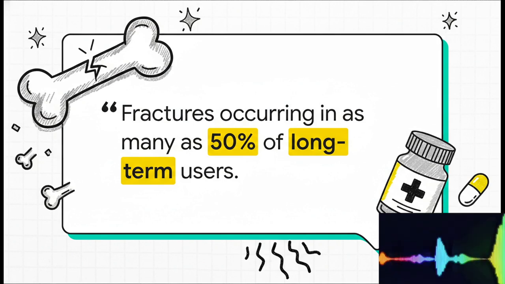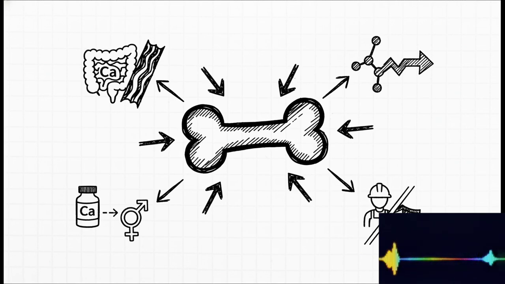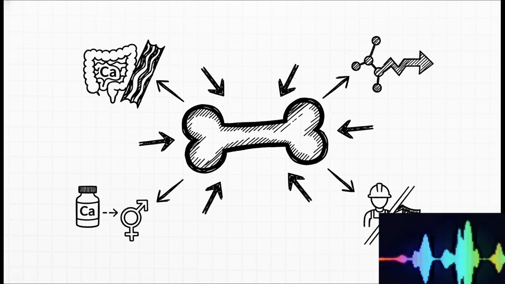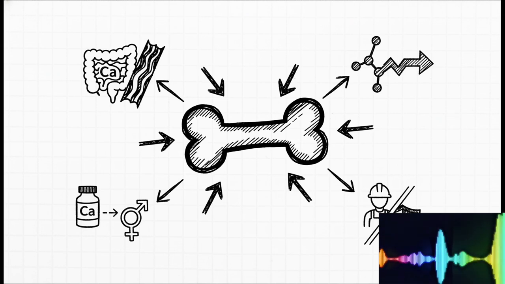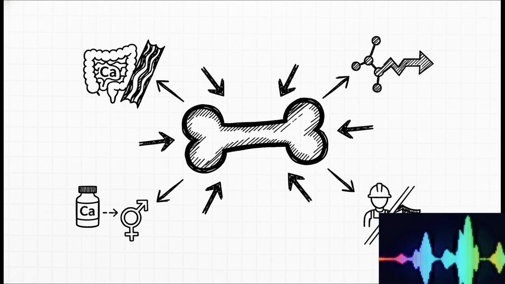I mean, look at that quote, fractures in up to half of long-term users. That is a massive clinical problem that we see all the time. Glucocorticoids are just devastating to the skeleton because they attack it from all sides at once. They ramp up RANK ligand to increase bone resorption, while at the same time directly suppressing the osteoblasts that form new bone. On top of that, they can cause hypogonadism, they mess with calcium absorption in the gut, and they even fight against vitamin D. It's a true perfect storm for bone loss.